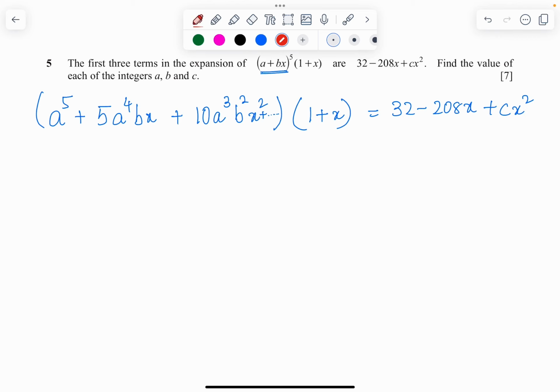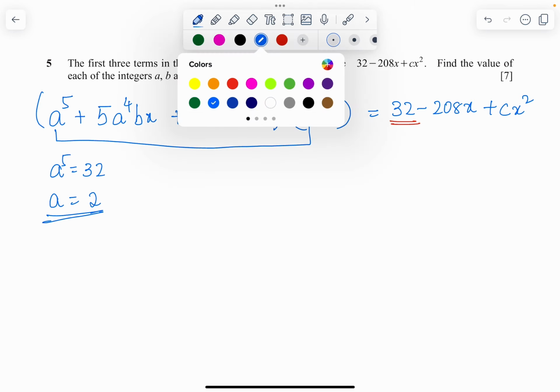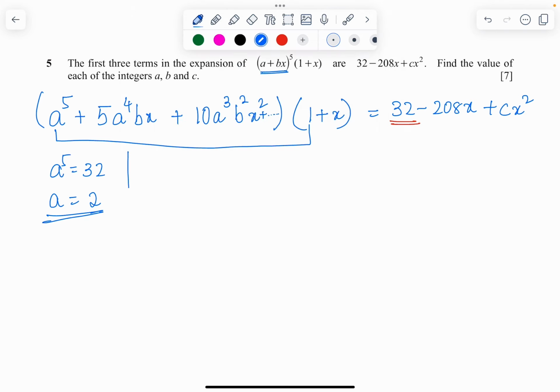First I'm going to work on the constant term here. We know that a^5 times 1 is a^5, and that is 32. So a is basically the fifth root of 32, which is 2. So we got a value of a. Let's solve step by step.